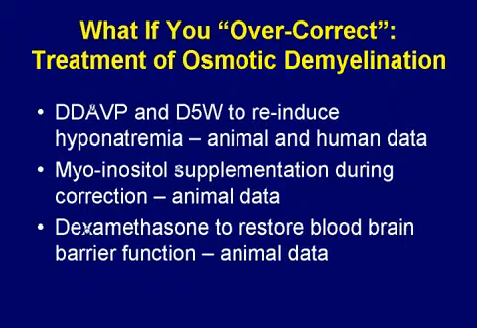This issue of what to do if you overcorrect is the treatment of osmotic demyelination. The key here is giving both DDAVP and D5W to reinduce hyponatremia. Most of the time, or much of the time, in patients that overcorrect, giving back D5W is not adequate because vasopressin has gone away. So no matter how much free water you give them, they're not going to either bring their serum sodium down or change the rate of correction. So you need to give them back some vasopressin bioactivity, and you need to give them some DDAVP as well.